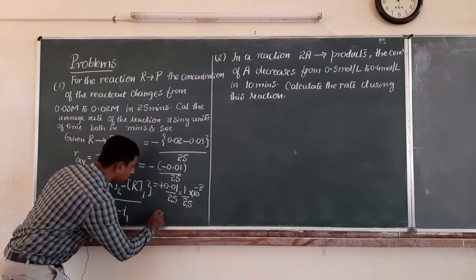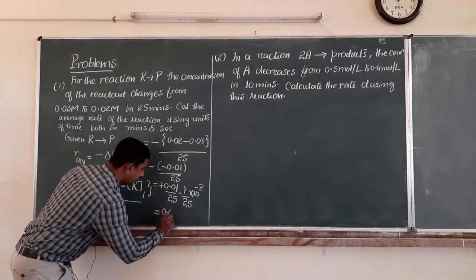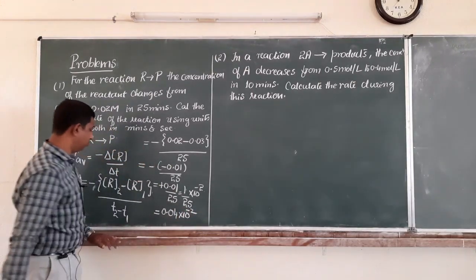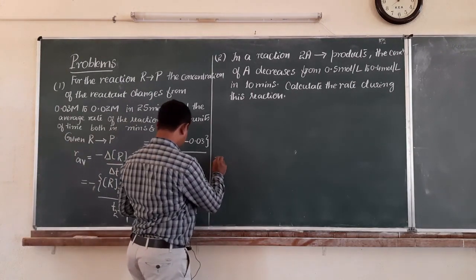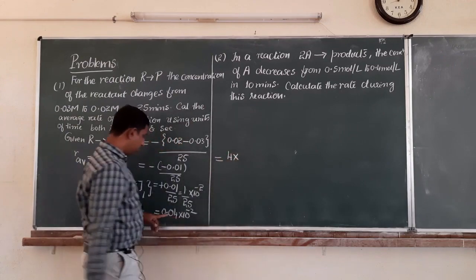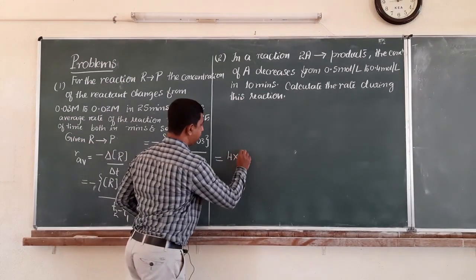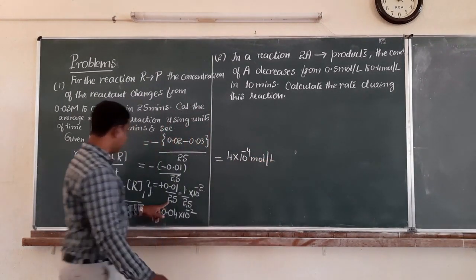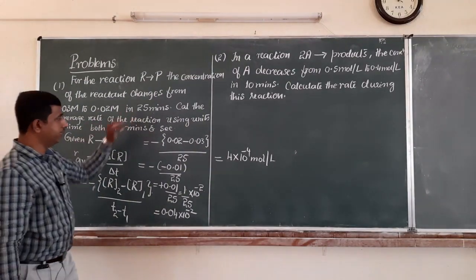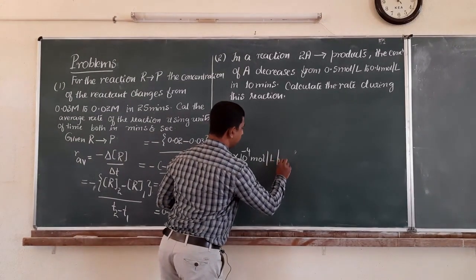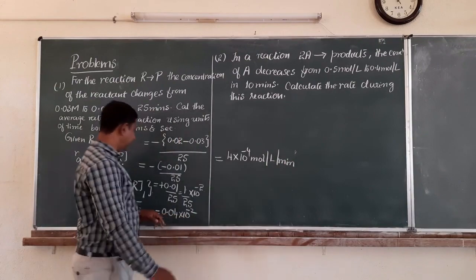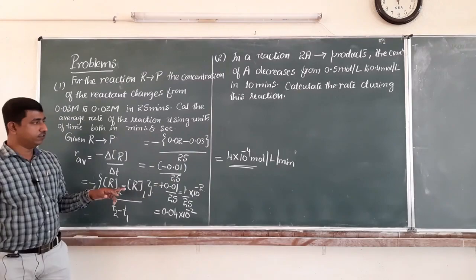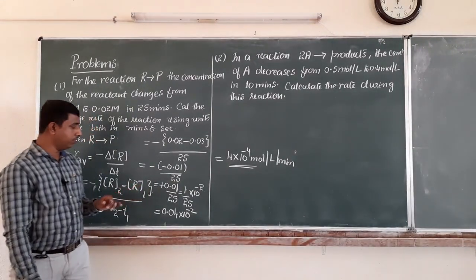1 by 25 it is equal to how much? It is 0.04 into 10 to the power minus 2, or it is equal to 4 into 10 to the power minus 4 mole per liter. Time it is in terms of what? In terms of minutes. So it is per minute. So final answer, it is equal to 4 into 10 to the power minus 4 mole per liter per minute.